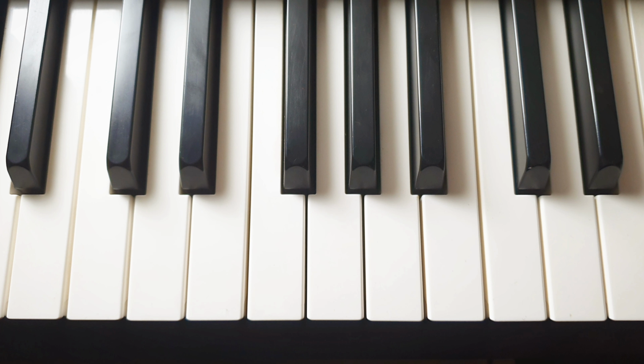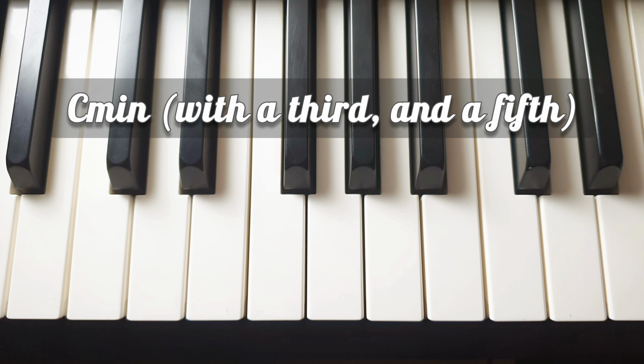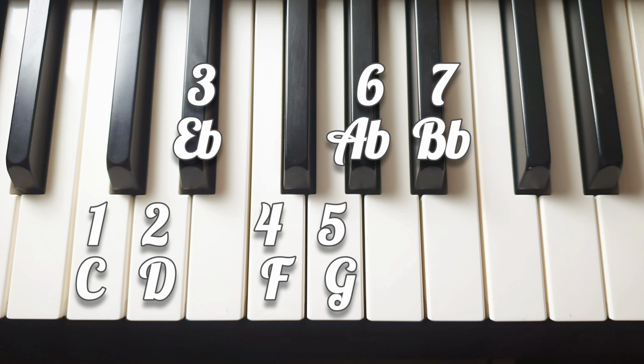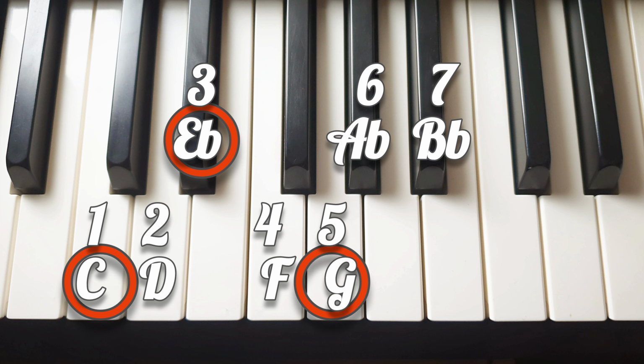Let's continue by finding a C minor, also written as C minor with the third and the fifth. To find the minor note on the third, we will now use the C minor scale instead. The root key C is found on number 1, and the minor key E flat is found at number 3. The fifth, which is a G, is found at the 5th note in the scale.